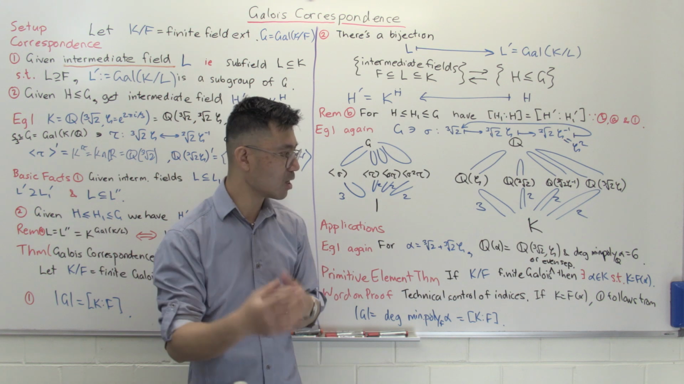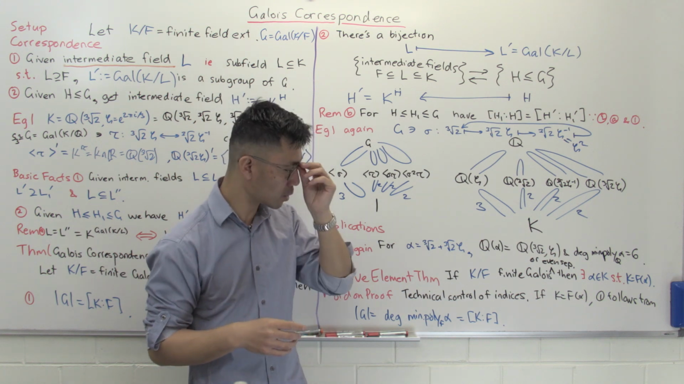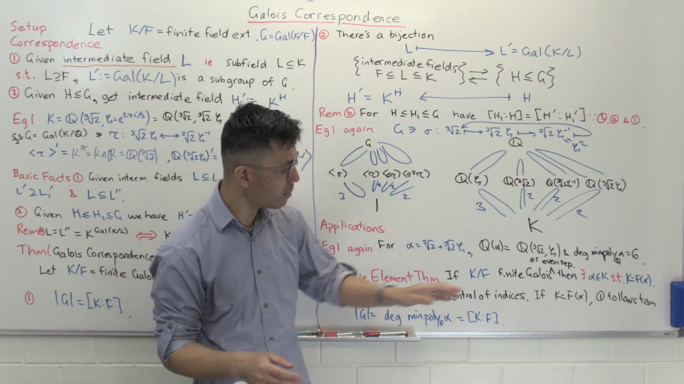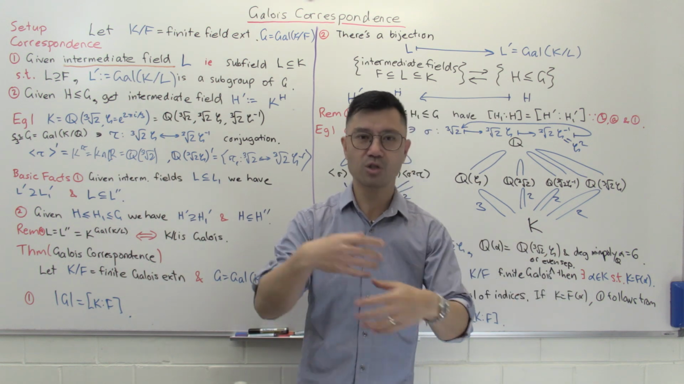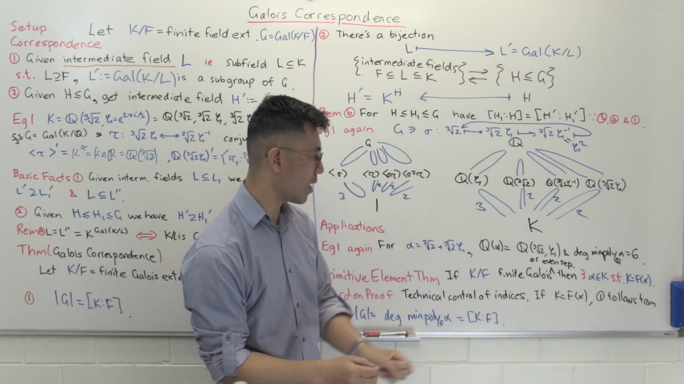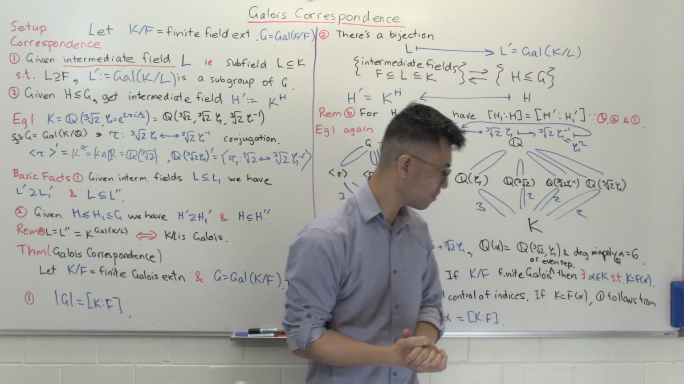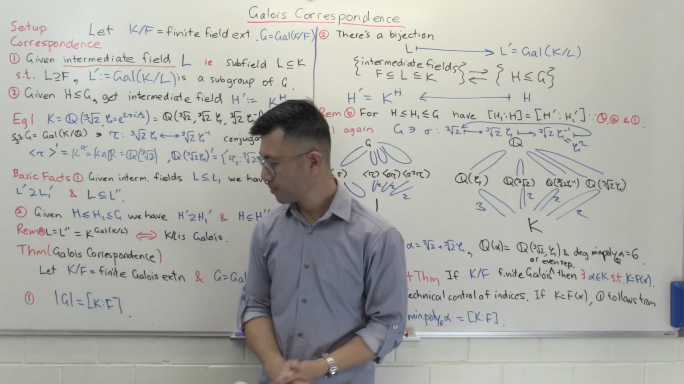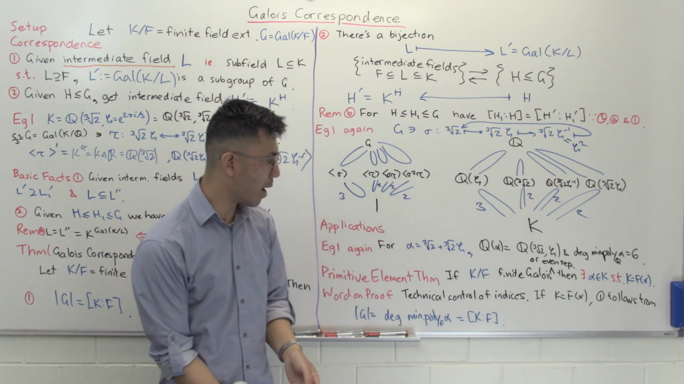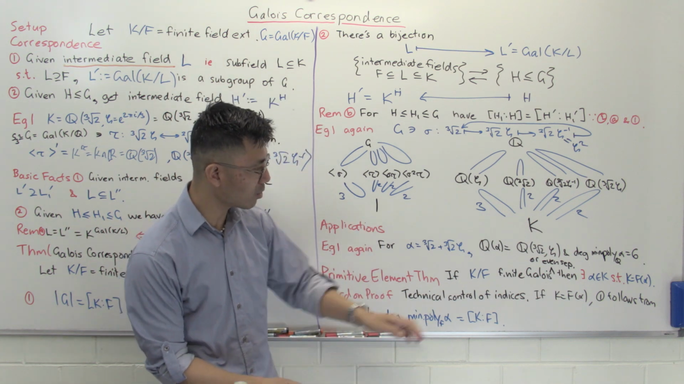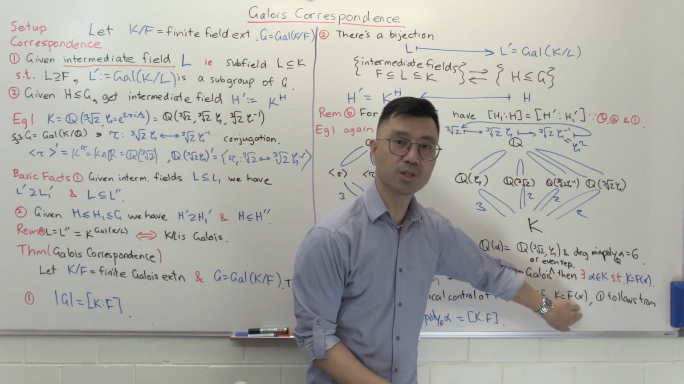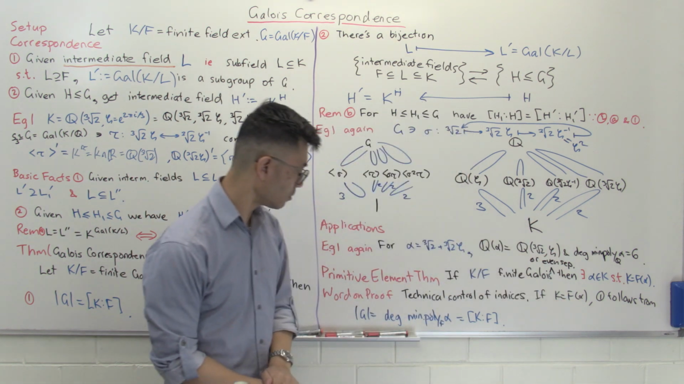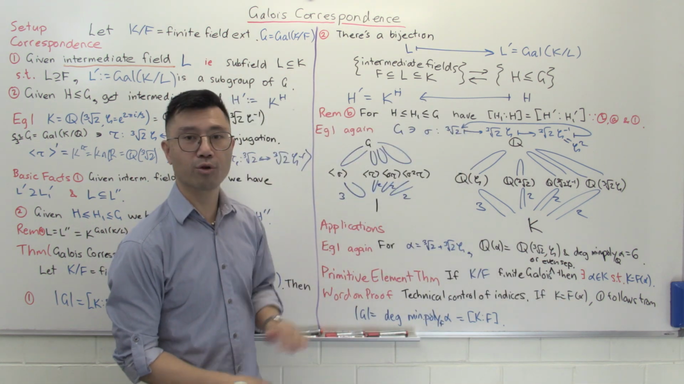So let me give you an idea of what's involved in controlling indices. Suppose you've already proved the primitive element theorem, otherwise you have to use a bit of induction and towers of field extensions and things like that, and you have K equals F of alpha. Let's just see how this result gets proved in that case. So you're considering a Galois extension of this form, which is simple. What is the order of the Galois group in this case?